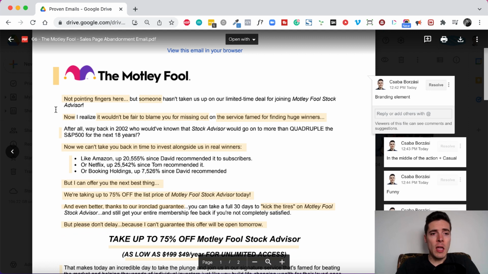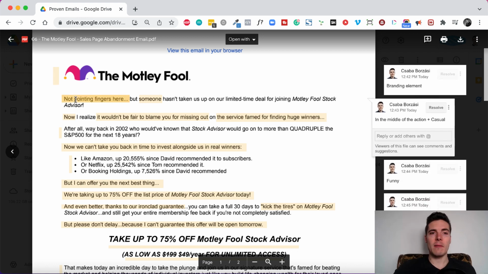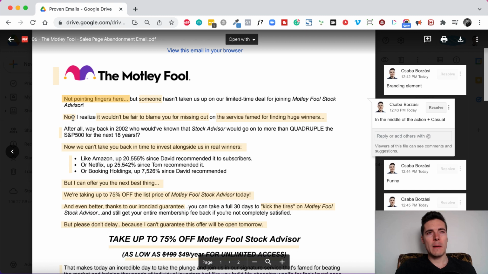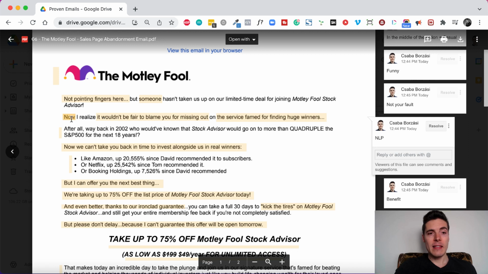So then the email starts. Not pointing fingers here, but someone hasn't taken us up on our limited time deal for joining Motley Fool Stock Advisor. I like it because it sounds personal. It starts in the middle of the action. It sounds casual, and it's not aimed at you, like you did something bad, you did something wrong. It's like someone hasn't taken us up, but obviously it refers to you, right? But this is a subtle way to not blame them, because people don't like it when you blame them of anything. The next line, now, which is kind of like an NLP, neuro-linguistic programming element.